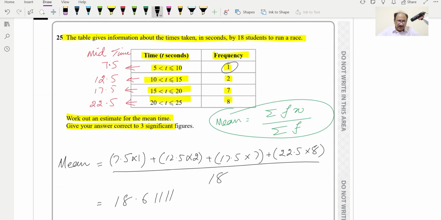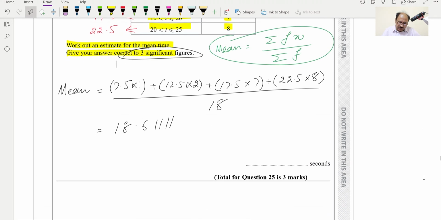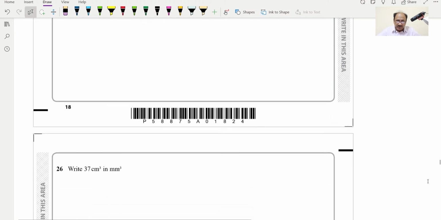18.61111. They're saying the answer should be in three significant figures. So three significant figures will be what? 18.6. So we can write 18.6 seconds. This will be our answer for this one.